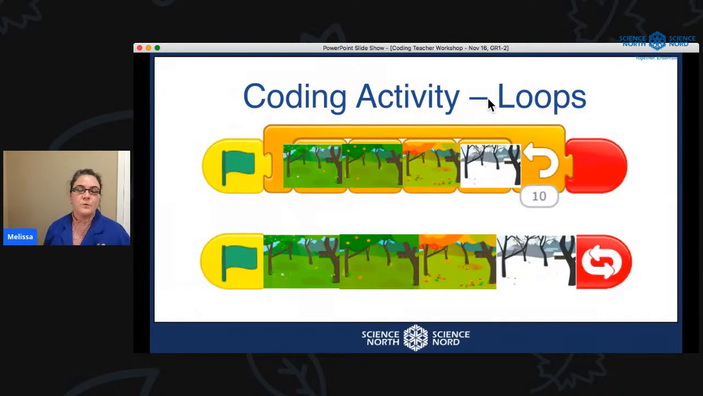So we want to take all of those things that we looked at and build them into the coding activity. So the coding activity here, we're looking at, again, loops. So how might we introduce those, how might we look at the seasons and put them into a loop?